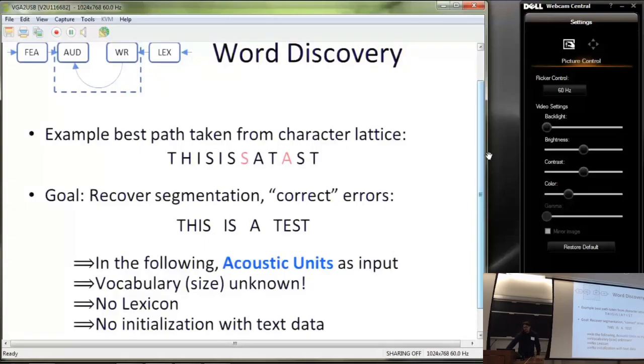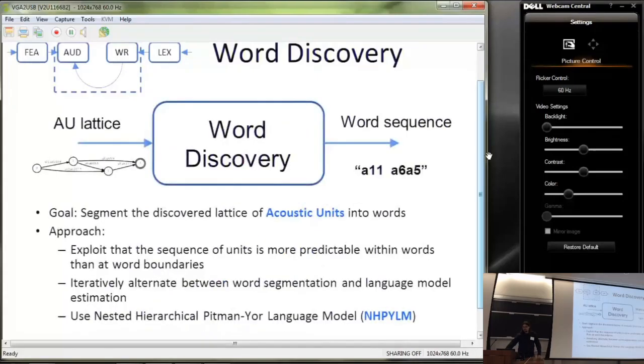Our vocabulary size is completely unknown. We don't have a lexicon, and we currently don't do any initialization with text data. So we only rely on the acoustic unit input. So how do we do that? Let's say we have a lattice at the input, and the output should be a word sequence with word boundaries. So our goal is to segment this lattice into a sequence of words.